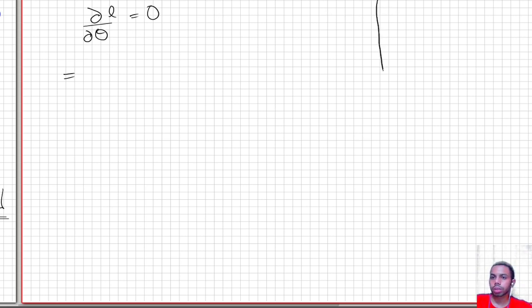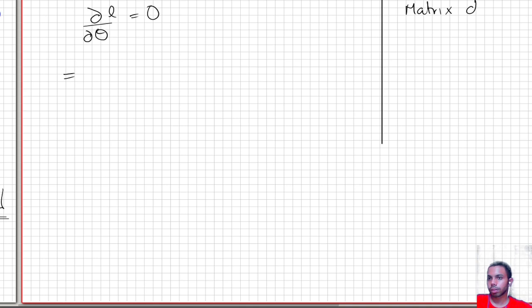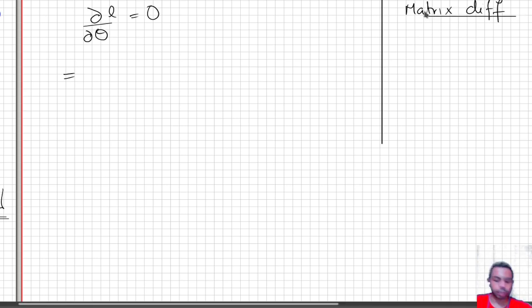So we need to know certain rules for that. These are rules related to matrix differentiation. I'm going to just put down the laws. Maybe later we can go into the derivations of these things. These are fairly easy to derive. You could just try them out yourself.